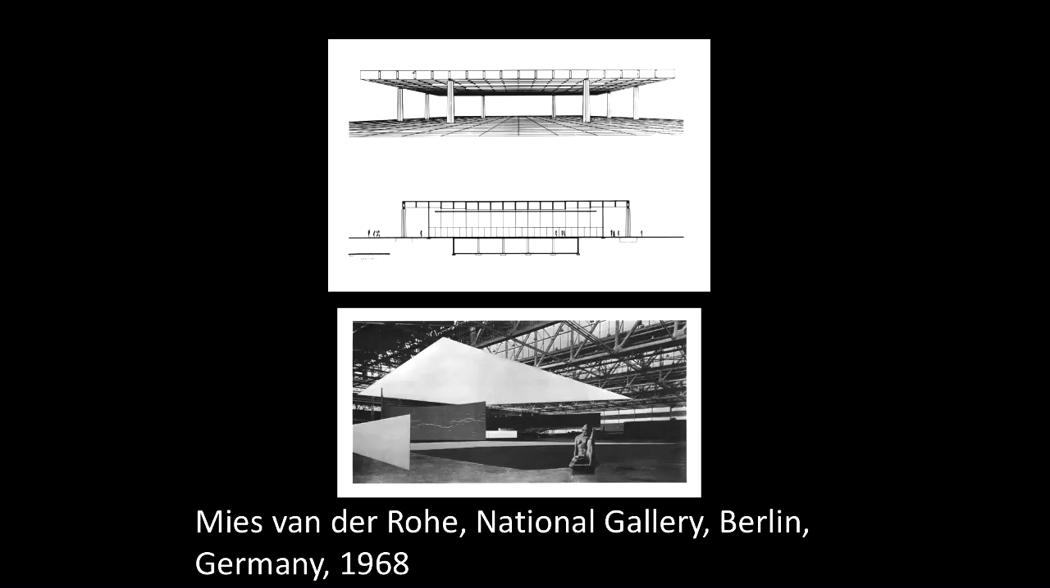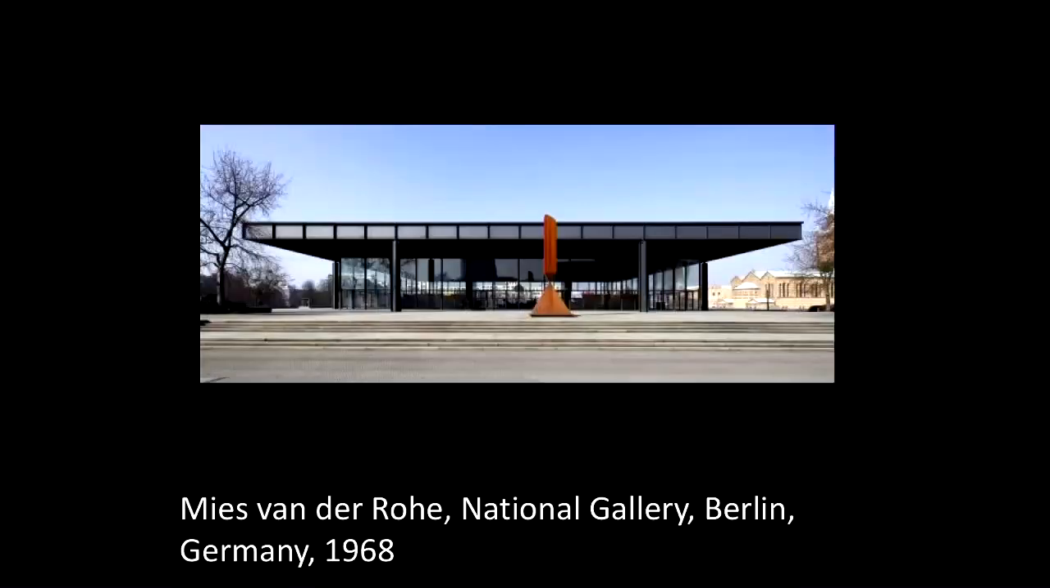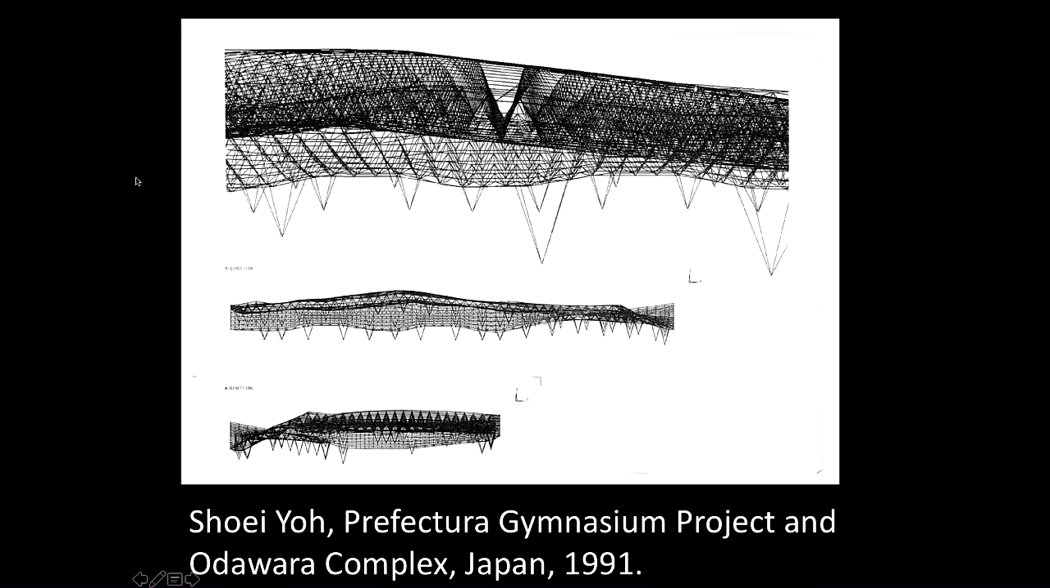This is Mies' design for the National Gallery in Berlin, where it's all roof and then columns. But Yo is curving that. It's not just this one cover. The roof bends and curves according to the programmatic needs. And here is just another image of that project.